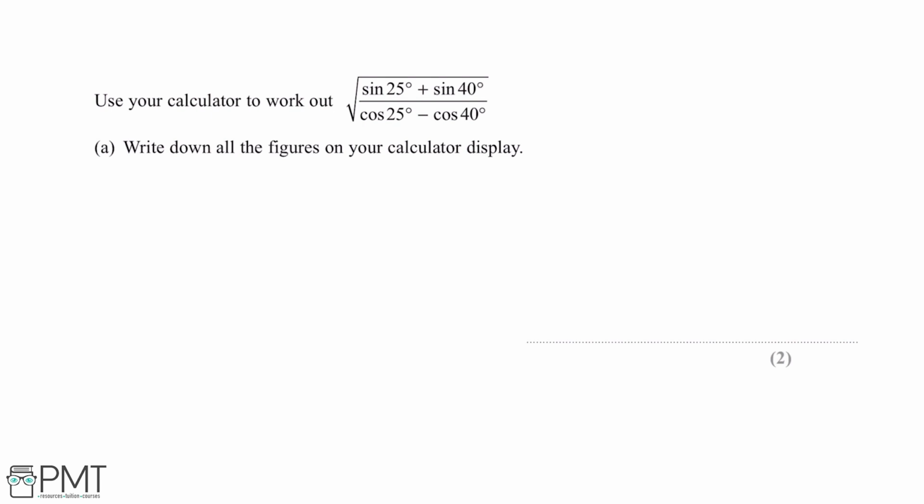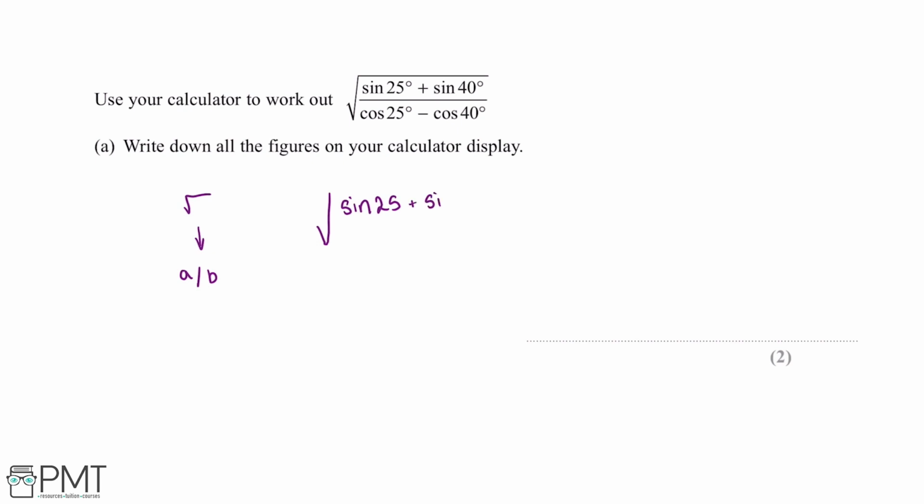So we can put this into our calculator all in one go. To do this, we first need to press the square root button, and then we want to press the fraction button, which should look something like this. So we want to type in sin 25 plus sin 40. And then if we press the down arrow key, this will take us to the denominator of the fraction. And we can type in cos 25 minus cos 40. And then we press the equals button.